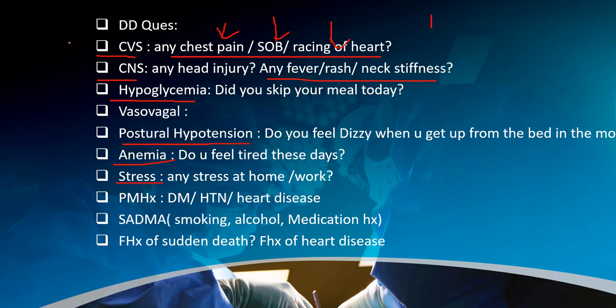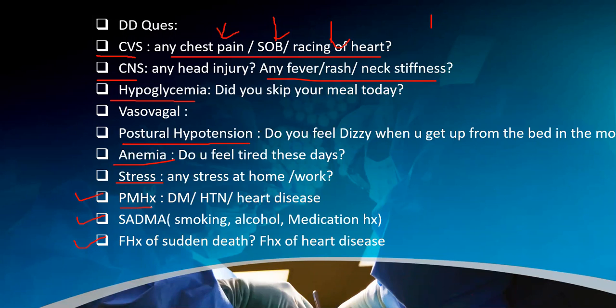So remember in syncope, how you are going to ask: first, hemodynamic stability, making sure I reassure the patient. I ask about pre-syncope, syncope, post-syncope questions. I then move to the DD questions. I will start with the CVS questions, followed by CNS, then the others. In the others, most importantly hypoglycemia, postural hypotension, vasovagal syncope, and stress. Mainly these. And then I will move into the format. Always finish with the same format: past medical history, SADMA, and family history.